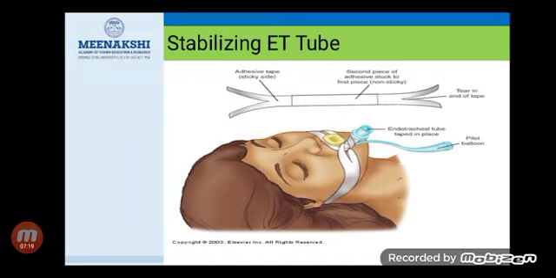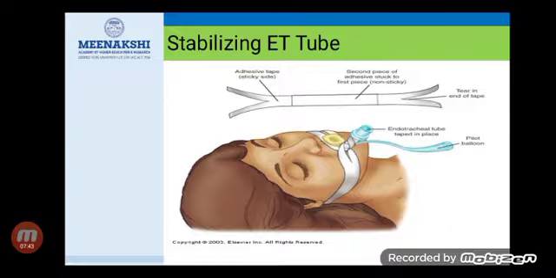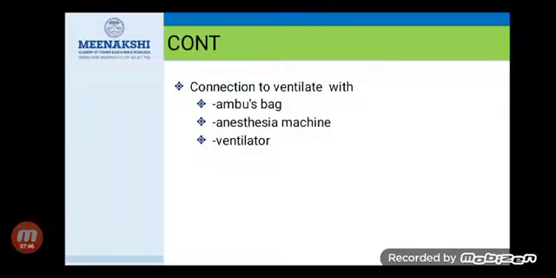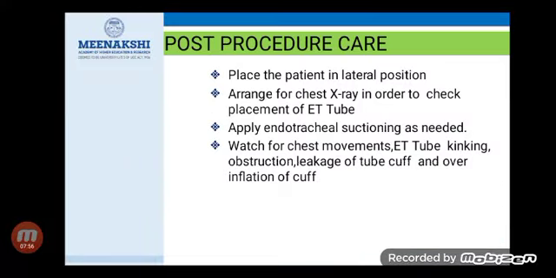This is stabilizing the ET tube. After intubating, you insert the endotracheal tube and fix it with adhesive tapes. Finally, the tube is fixed in the correct position. Connection to the ventilator: finally, this tube has to be connected either to an Ambu bag, an anesthesia machine, or a ventilator machine. This is the endotracheal tube placement.